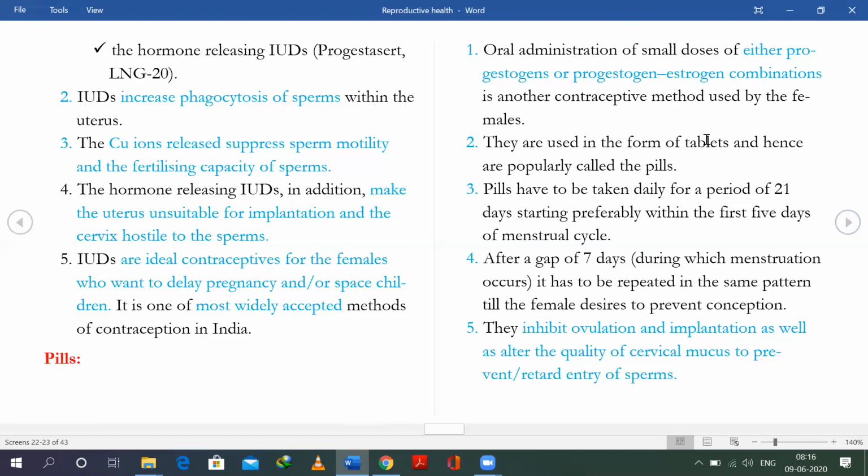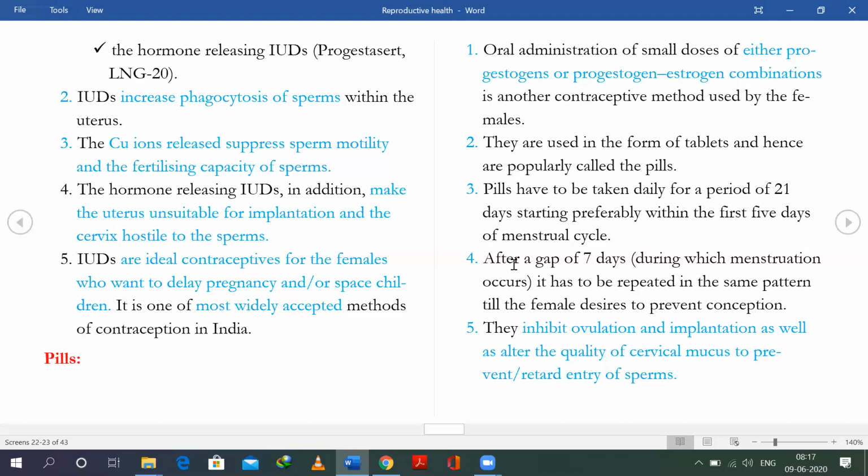These pills come in the form of tablets, so that is why you are calling them pills. And how will they be taken? They will be taken for 21 days of the menstrual cycle. So please remember these 2 points, very important for you to understand here.